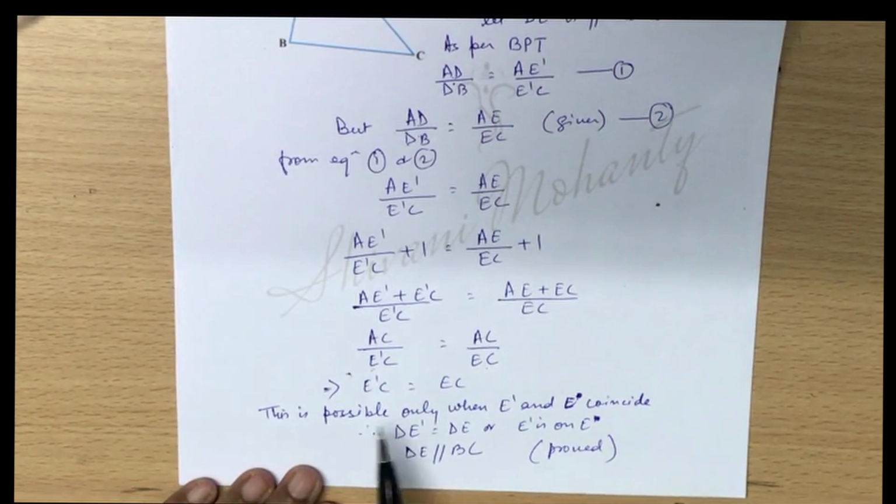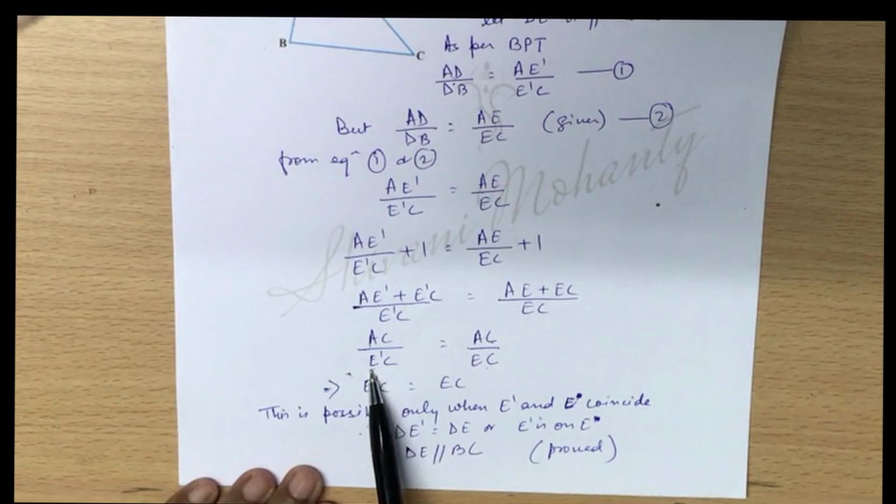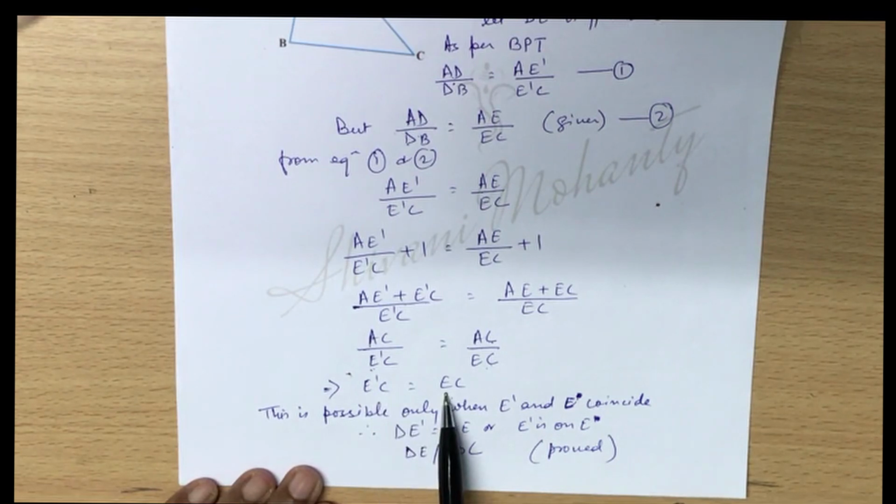Are you clear here? The numerator is equal to the numerator, so definitely the denominator will be equal to the denominator. So E dash C is equal to EC, which is possible only when E dash and E are the same point. So I can write that DE dash is equal to DE, the same line, or E dash coincides with E. If that is the case, then DE is parallel to BC. It is proved.